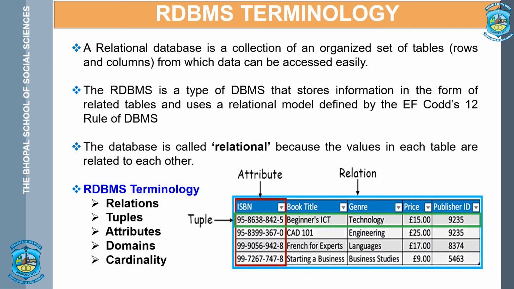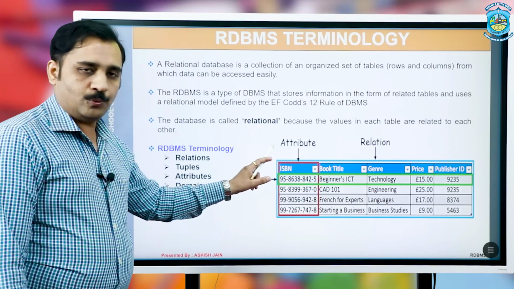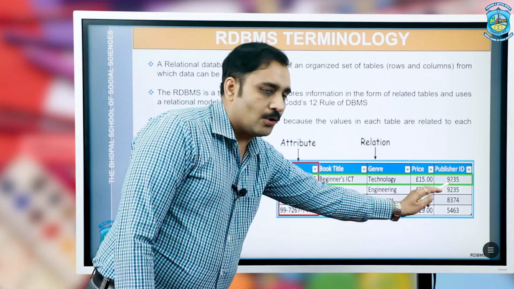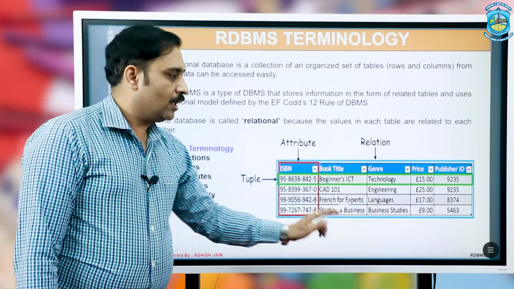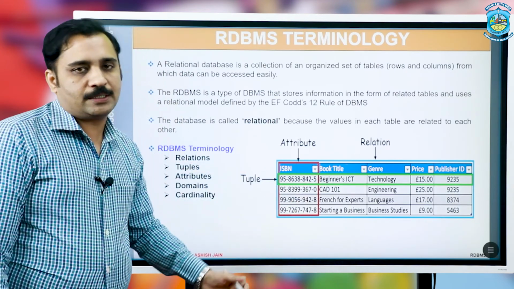We store values pertaining to different attributes. These fields are known as attributes, or we can say columns of the table. And one filled row of information is called a tuple. So we have a relation, we have attributes, and we have tuples. A number of tuples together makes up a record.